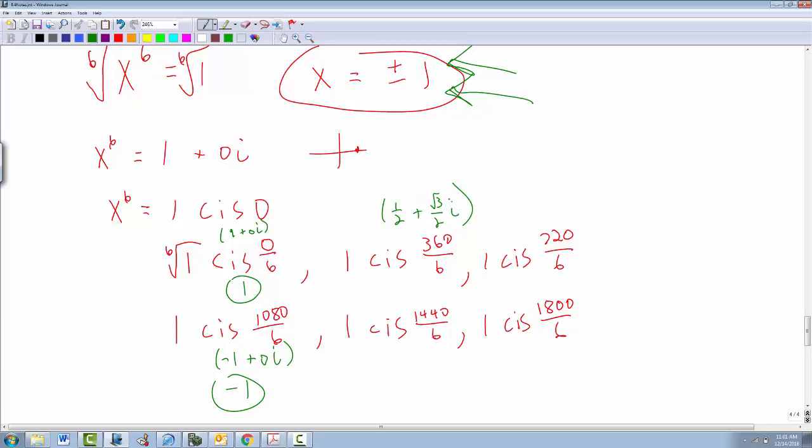Now at this point I could bore you. I could go to the calculator, type this in, and raise it to the 6th power, and what would I get? 1. That's why it's a solution for this equation. So those are the other 4 that you never got to find in the other class. Okay? All right. I love it.